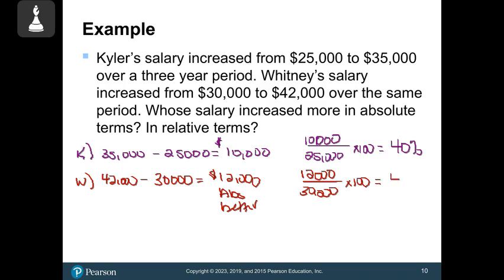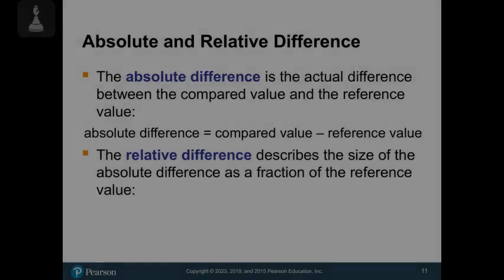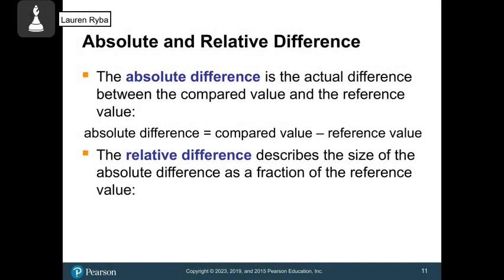So in absolute terms, Whitney did better. But in percentage terms, they actually both increased the same. So we can also talk about absolute difference and relative difference. It's the same exact thing as absolute change and relative change. They just change the word from change to difference. So the absolute difference, again, takes our compared minus reference, and then the relative difference is going to take that absolute difference divided by our reference value and then times by 100. Same formulas, same process.